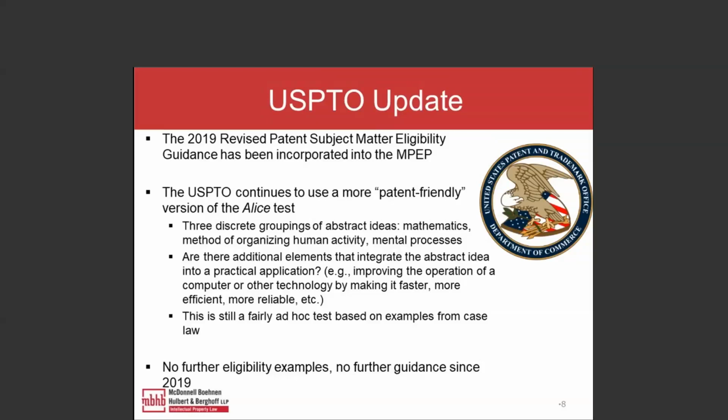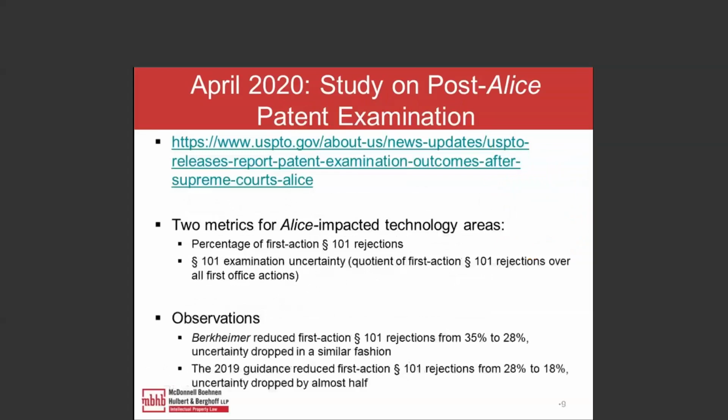So that's a pretty significant issue. But there's been no further eligibility examples, no further eligibility guidance since late 2019, when the PEG was slightly updated. So in June of 2020, last year, the Office integrated this guidance into the June version of the MPEP, the Manual of Patent Examination Procedure. And so now that is right into the Patent Office regulations themselves.